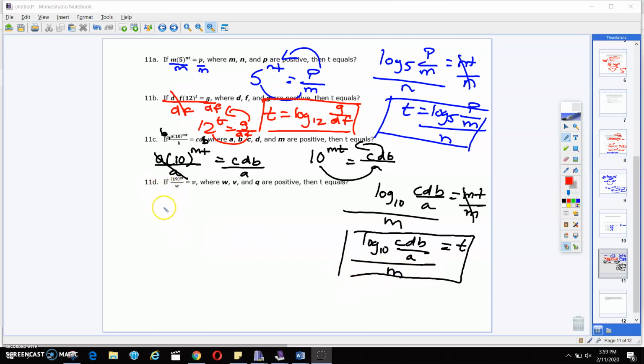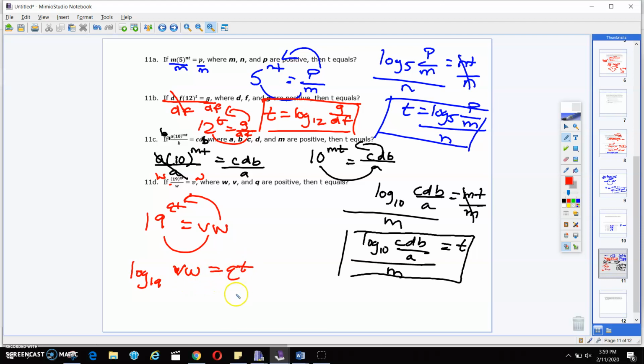So on 11D, what's gonna happen is you're gonna multiply by W on both sides. Okay, when you do that, you get 19^(QT) equals VW. Gotta put this in the log form. So this is gonna be log base 19 of VW. You can write WV, it doesn't matter. Equals QT. I'm gonna divide by Q on both sides. So that's gonna give me log base 19 of VW or WV divided by Q. That's gonna give me T.